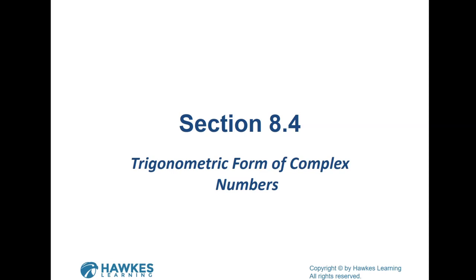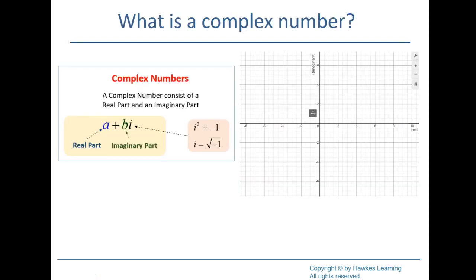In 8.4 we're going to look at the trig form of complex numbers. So what is a complex number? A complex number is just a number that consists of two parts. It has a real part and an imaginary part. So the reality is all our real numbers are complex numbers. They just have a 0 for this b. So a and b are real numbers. And then the imaginary part has this i, which is the square root of -1, if you recall. That's what the imaginary digit is.